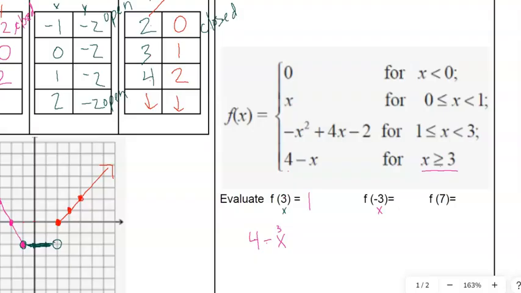f of -3. So x is -3. Which of these restrictions applies? Perfect. So if x is less than 0, that's when x is -3. So we want to use this equation, which remember, if we don't have a variable, that means our y value is always 0 for these x values. So it's 0.